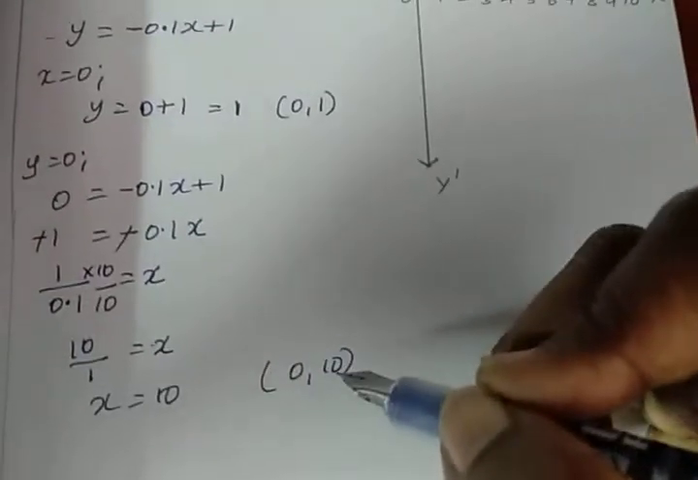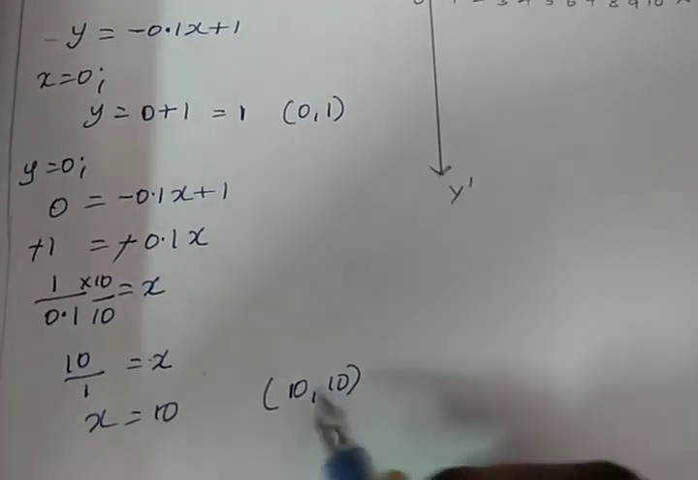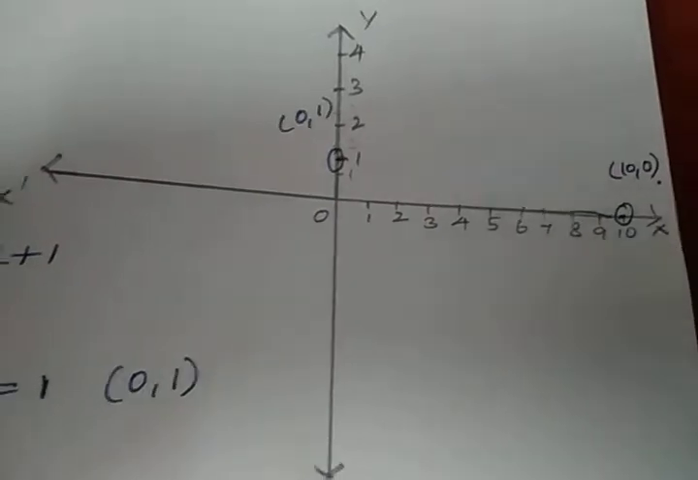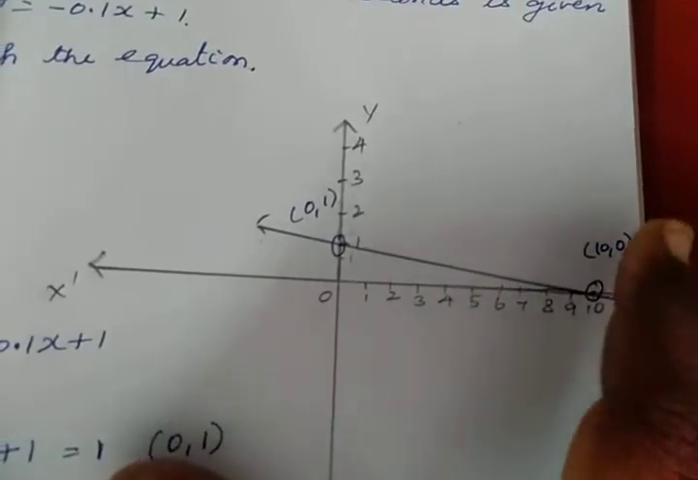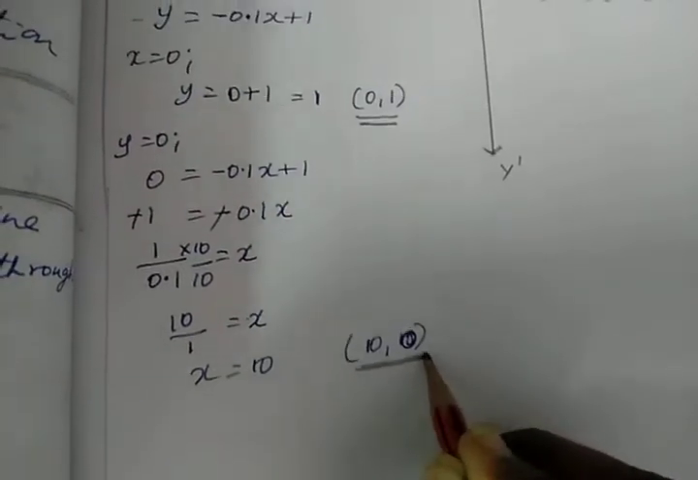Now 0, 1: where will you plot it? 0 on the x-axis, 1 on the y-axis. And 10, 0: 10 is only for the x-axis and 0 is for your y-axis. So 10, 0 is here. Join these 2 points. You can give a rough diagram. It is not necessary that you draw it on a graph sheet. This is enough. So underline the answers 0, 1 and 10, 0.